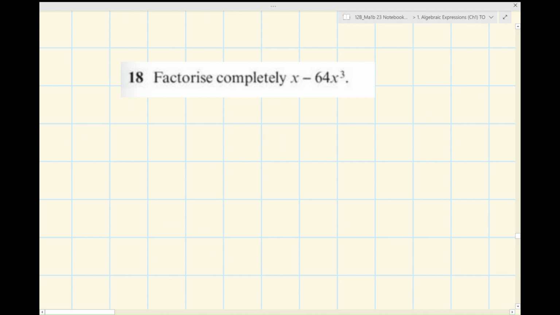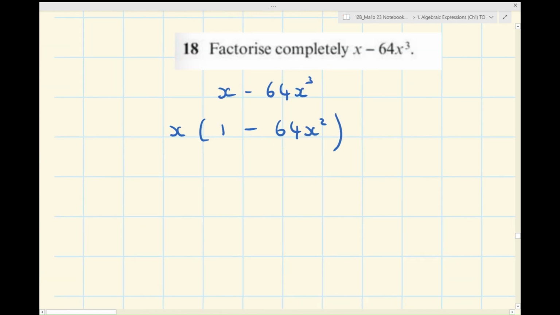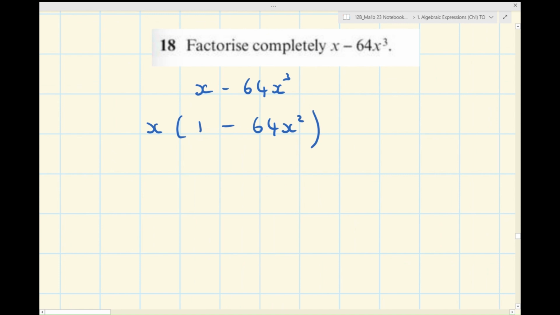Question 18. I have to factorise this expression completely. What I'm going to do to start with is to look for a common factor. x goes into everything here. Right, now can I factorise that any further? Well, 1 is a square number, and 64x squared is a square number. So I've got the difference of 2 squares there. So it's going to be the square root of 1 plus the square root of 64x squared, and then 1 minus the square root of 64x squared.